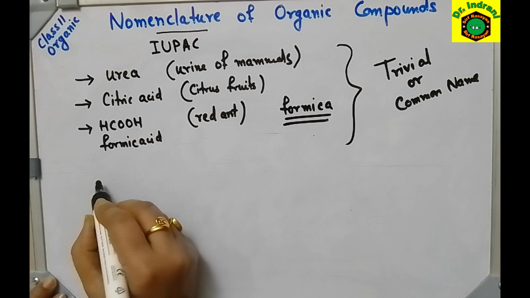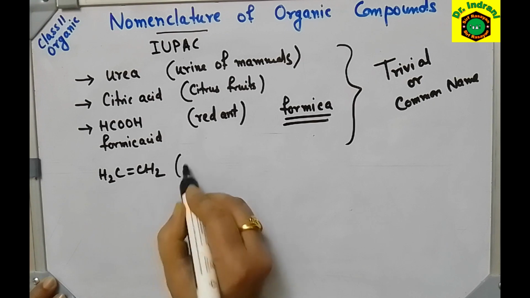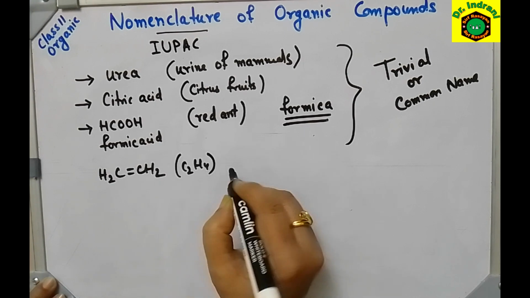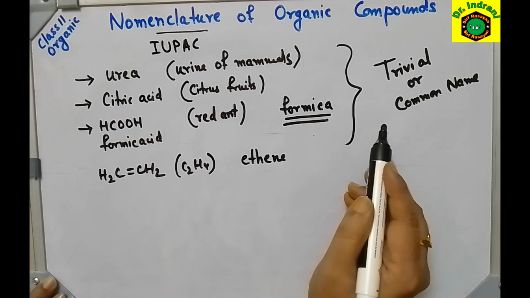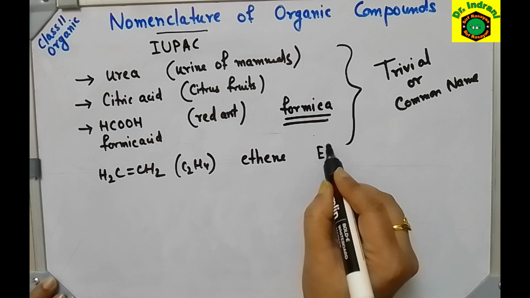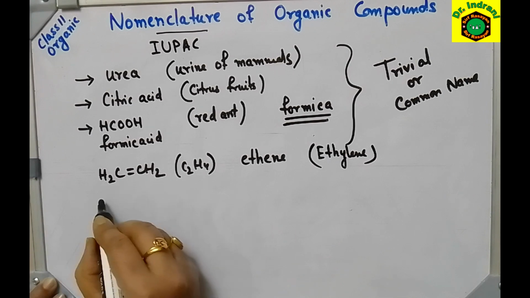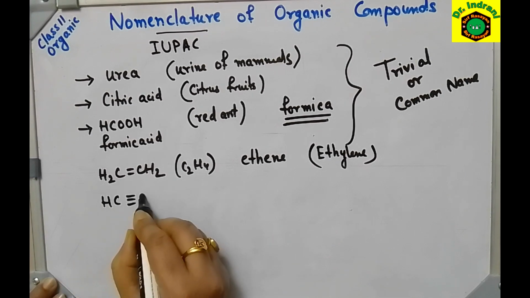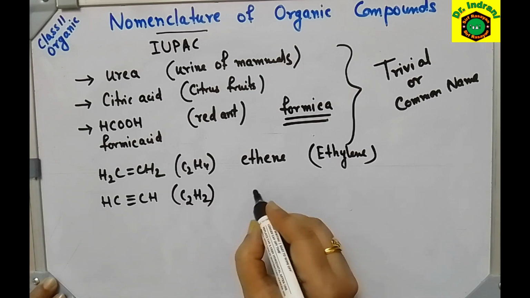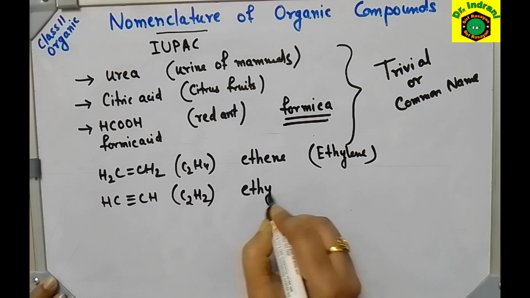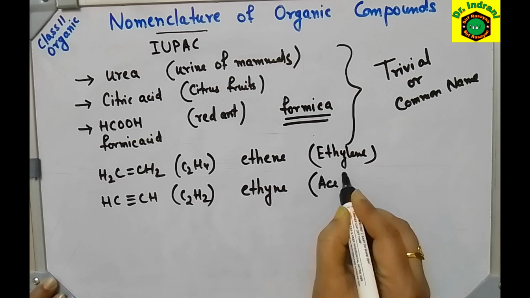Now see, you will study all those compounds. This is C2H4. In IUPAC you will see it is called ethene, but its common name is ethylene, and it is a very famous name, ethylene. Another molecule, C2H2, its IUPAC name is ethyne. We will study all those, and its very famous common name is acetylene.